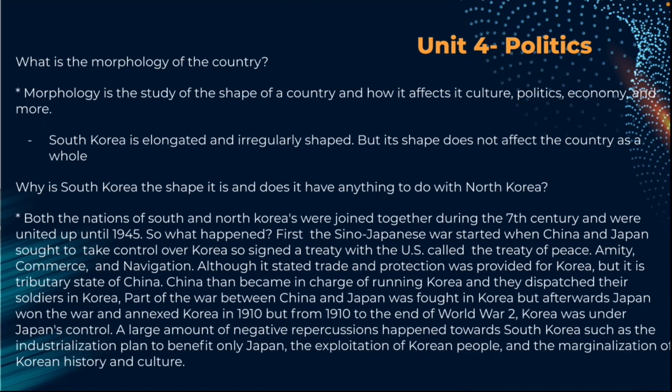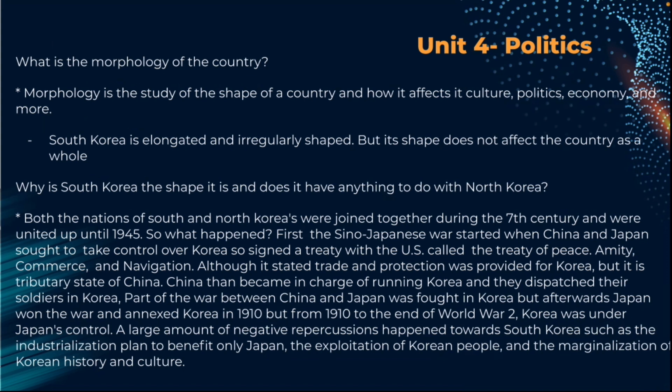The first question is, what is the morphology of the country? Basically, what is the shape of the country and if it has any effect on the country in the whole? And the basic answer is no, it doesn't. And so that section right here basically explains how Korea split.